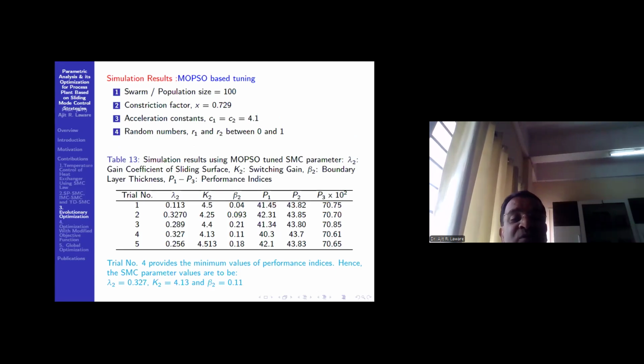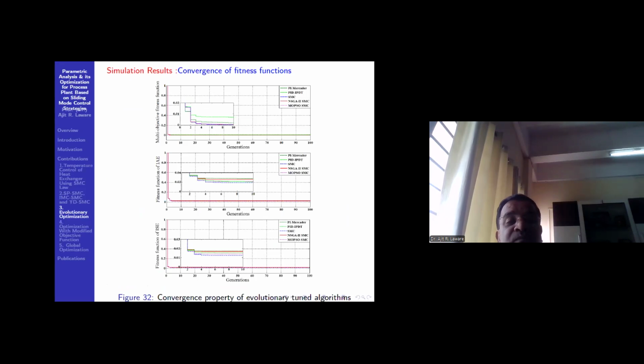Then MOPSO, these are the algorithm specific parameters that we have discussed. And here if you observe, trial number 4 gives the minimum value of the P1, P2, P3 objective functions, and the corresponding values are nothing but the controller parameters.